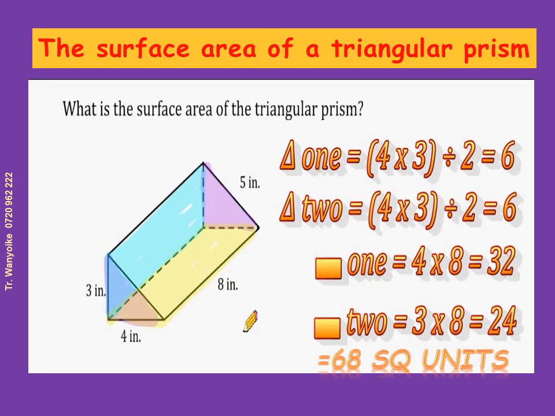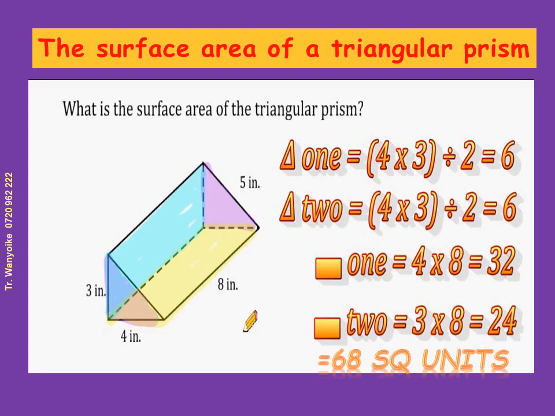So in triangle 1, we'll have 4 times 3 divided by 2, or a half base times height, which is a half times 4 times 3. That will give us 6. Then in triangle 2, we have a half base times height, which is a half times 4 times 3. That is giving us 6. And then we have the first rectangle, which is at the base, which is 4 by 8. That is giving us 32 square units.